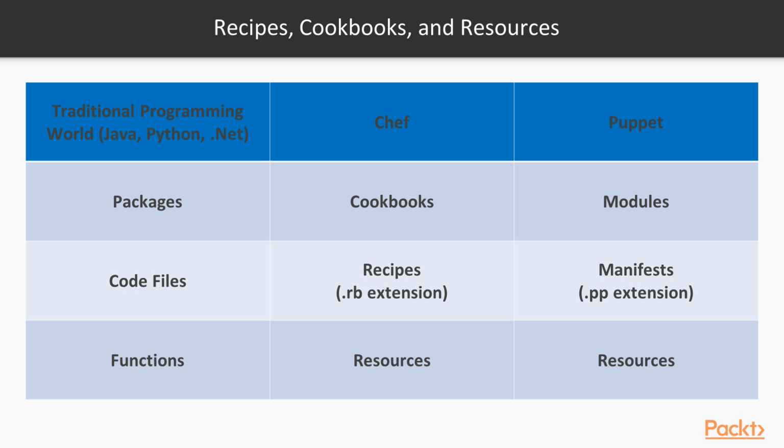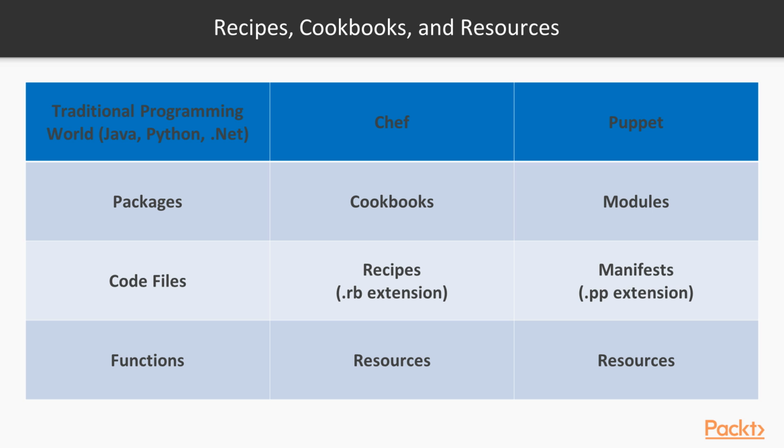Now what we will do, we will take this analogy one step ahead and try to understand the same thing in Puppet as well. Now cookbooks, what we call them in Chef, are known as modules in Puppet, which are code files as in the traditional programming world. And what are known as recipes in Chef, you call them manifests in Puppet, having a .pp extension, and .pp stands for Puppet program.